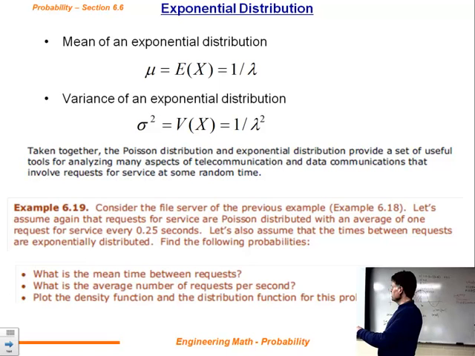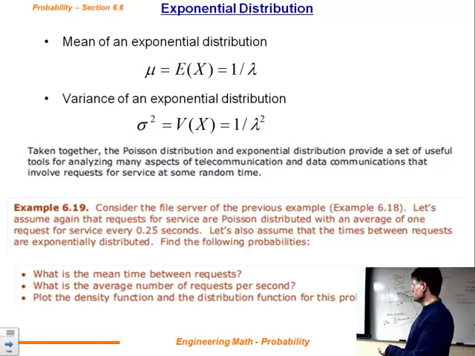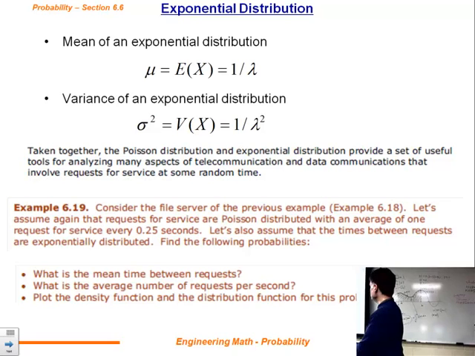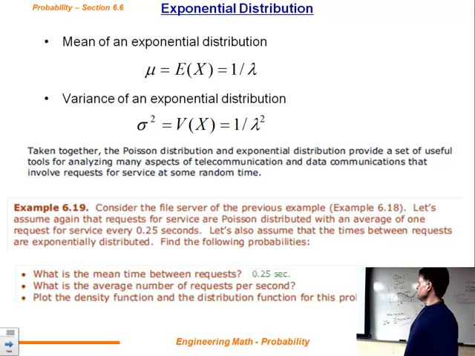It's 1 over lambda. Lambda is 4. So it's 1/4. And it's in units of time. What's the time unit here? Seconds. So it's 1/4 second, and actually exactly what was given there. Okay, so this is 1/4 second. What is the average number of requests per second? Well, we already did that. It's 4. Plot the density function and distribution function for this problem. Okay.